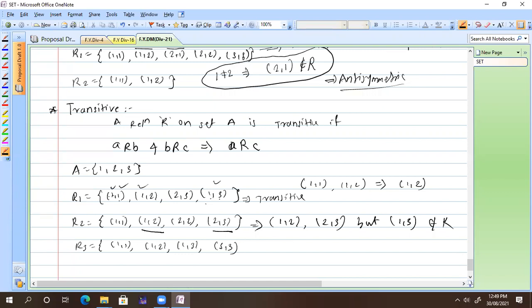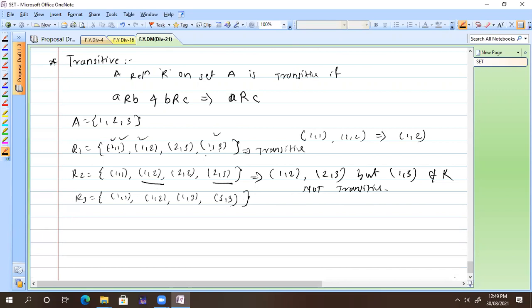Okay, we will stop here. This is the third example. Sir, in R2, is it transitive? It is not transitive. Now you can think about R3, whether R3 is transitive or not. That is homework for you.